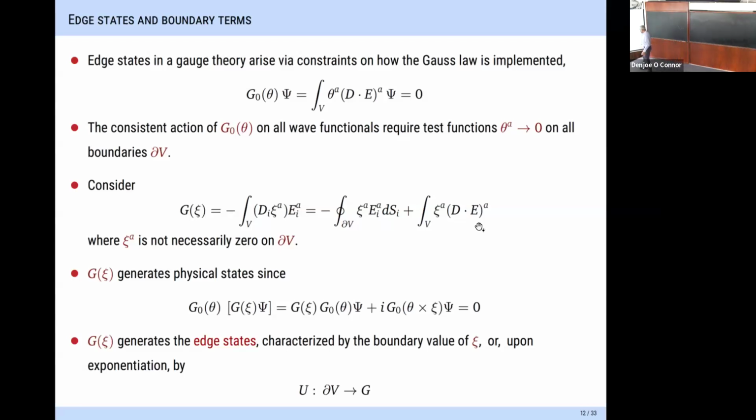Notice that ultimately psi, infinitesimally, I can think of as an element of the group. Therefore, basically, what characterizes the edge states is the group element from the boundary to the group. Okay? That's what it will be.